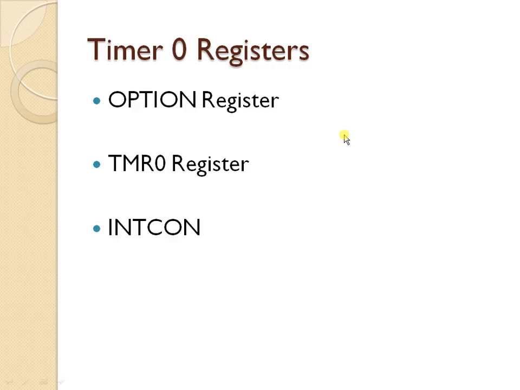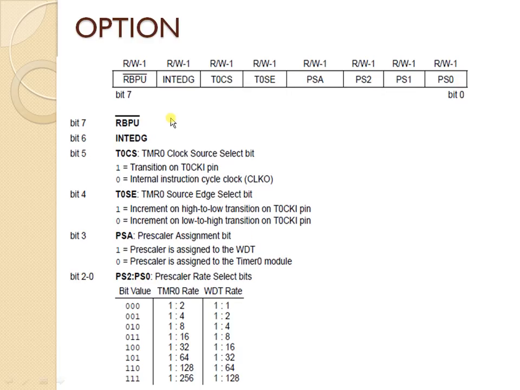So these are the registers which I need to program when I'm using Timer0: option register, Timer0 register, and then INT, that is interrupt control register. So let us start with the option register. Now we'll start with bit 7, which is our MSB. So RBPU bar. Now this indicates it's an active low bit.